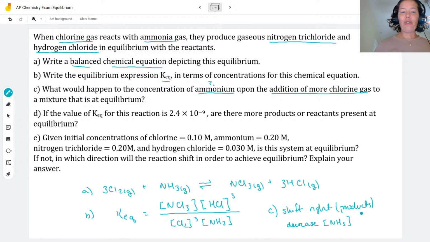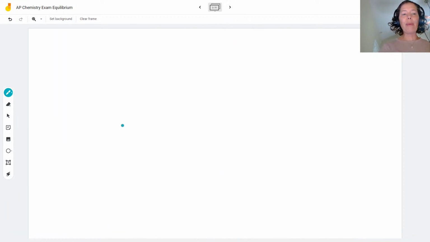Now let's go ahead and do part D. So the value of KEQ for this reaction is 2.4 times 10 to the negative ninth. Okay, I do have to go on to the next page. But what I'm going to do is I'm going to just copy down, again, my balanced chemical equation so that I've got this handy.